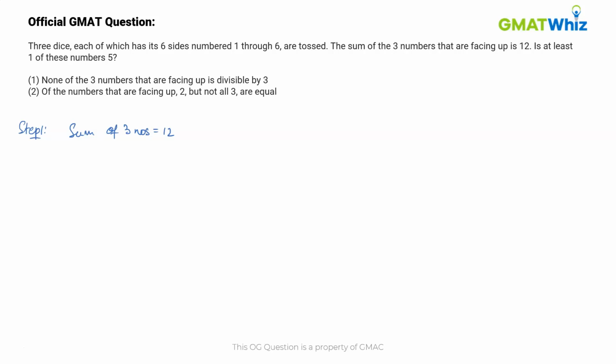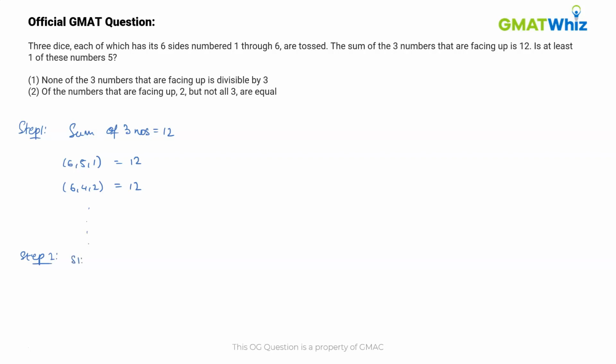Now there can be multiple cases such as 651, where it adds up to give 12, 642, where this also adds up to give us 12, and so on. Now before writing down the whole sample space, which will take a lot of time, let's move on to step 2 and analyze the statements and write only those particular cases which satisfy them.